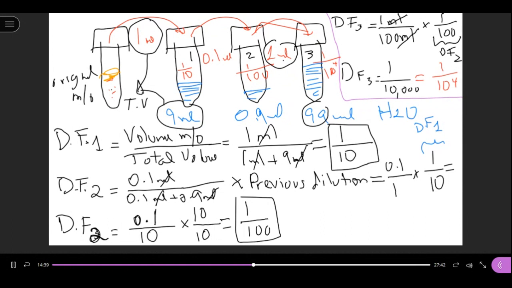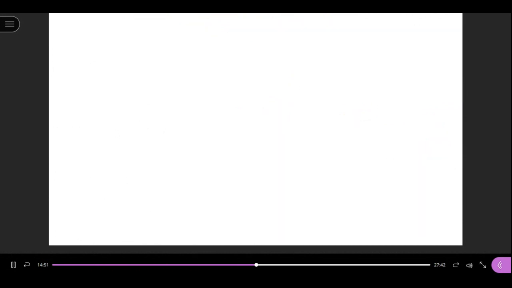Okay, so now we have our dilutions. We know the dilution factor for each of the tubes. What we have to do next is calculate CFUs. So we're going to take a sample of each one of those dilutions and plate it. I'm going to recreate the serial dilution. And again, we're just going to plate a volume of each of the dilutions onto a pour plate.